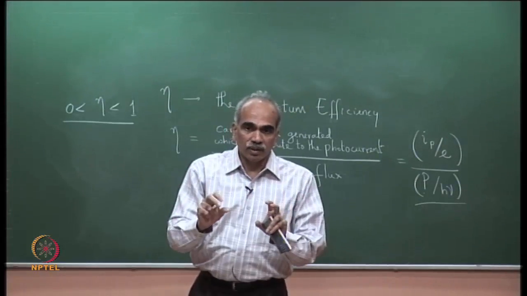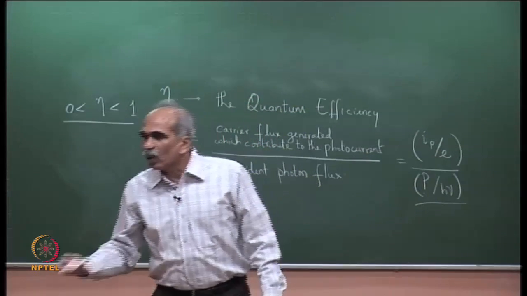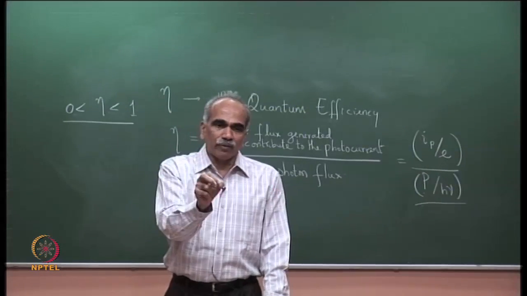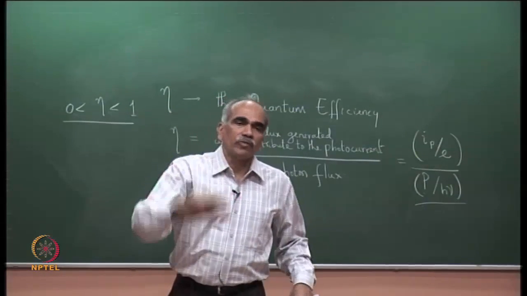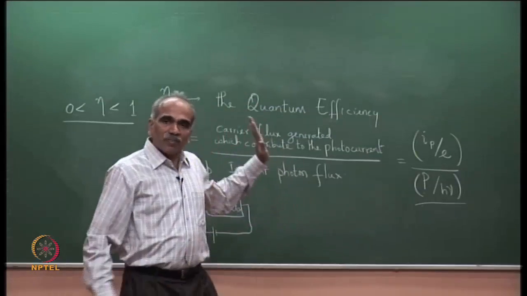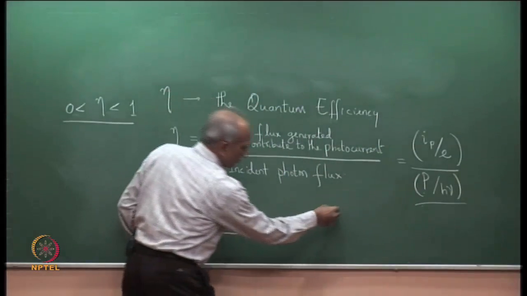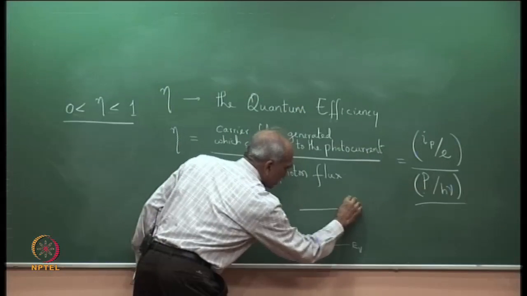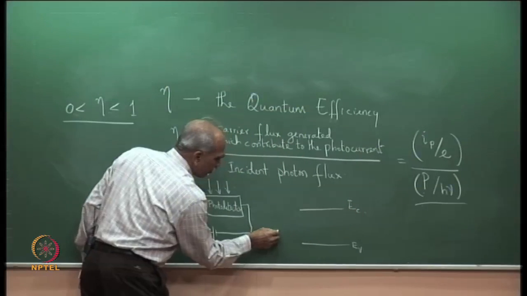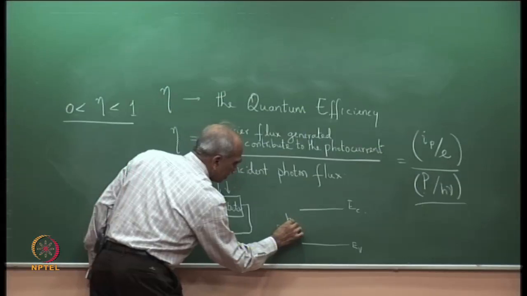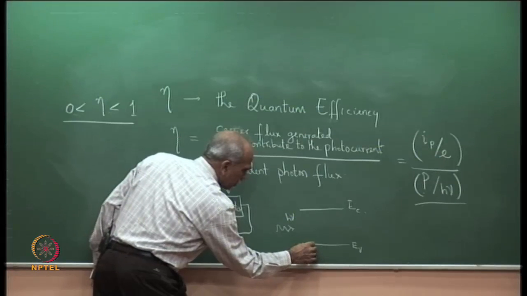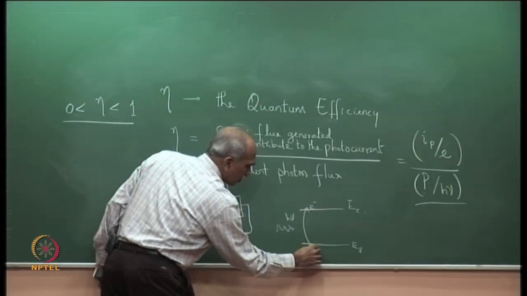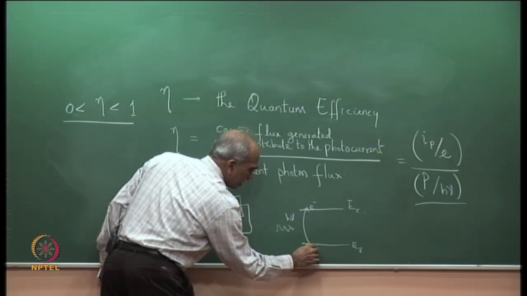At best, all incident photons may not generate electron hole pairs, but at best one incident photon generates one. We are not in the regime of nonlinear optics, we are in the regime of linear optics, where you have the material of band gap. So, EV, EC, there is a photon h nu incident here, then an electron sitting here would go here to create an electron hole pair, an EH pair.